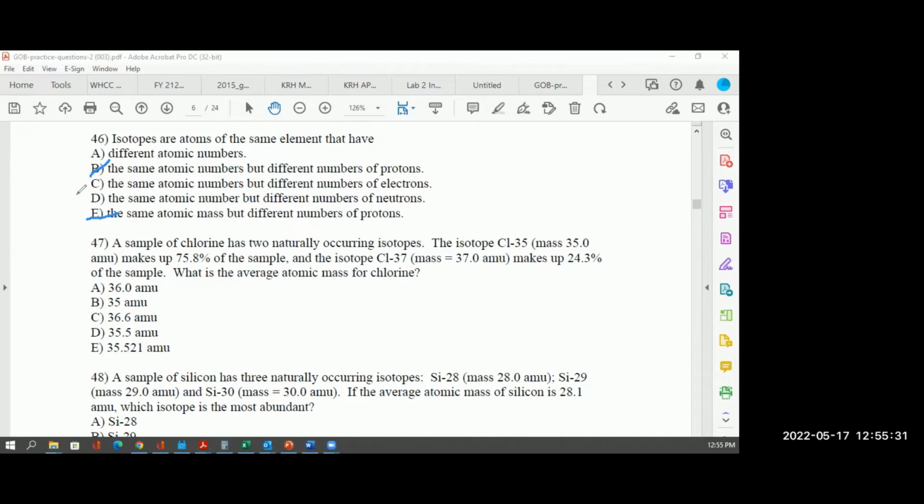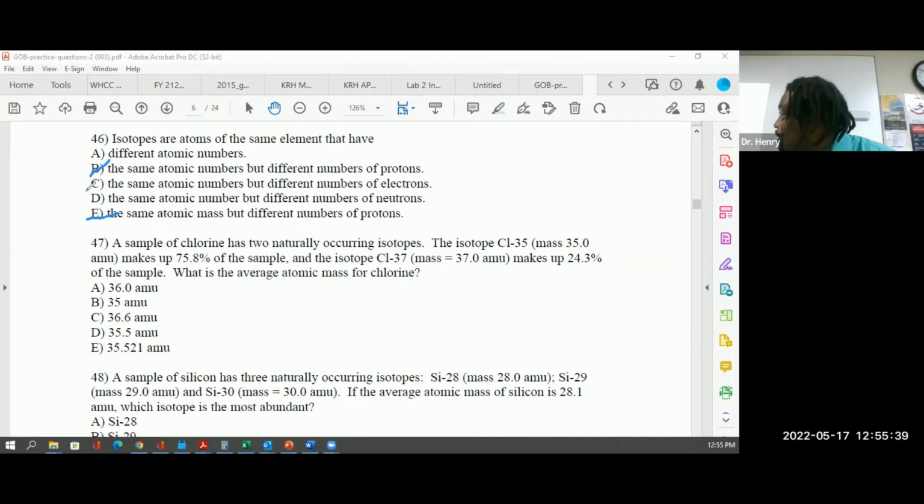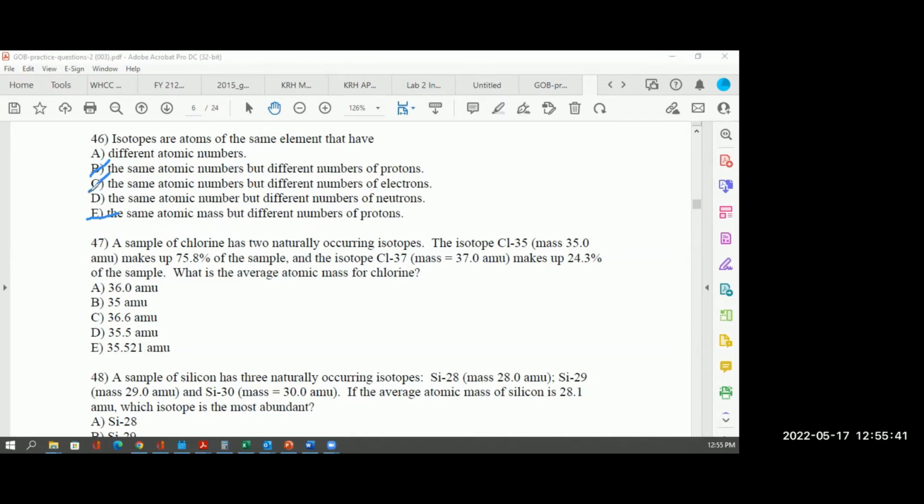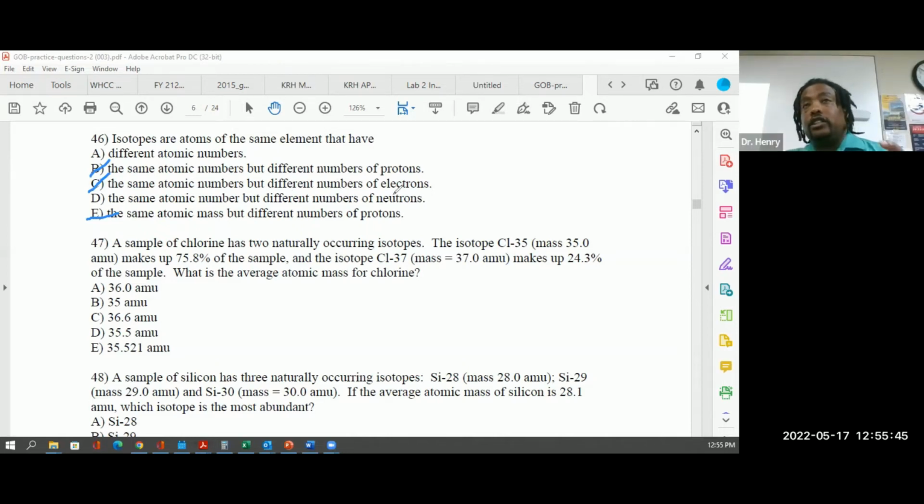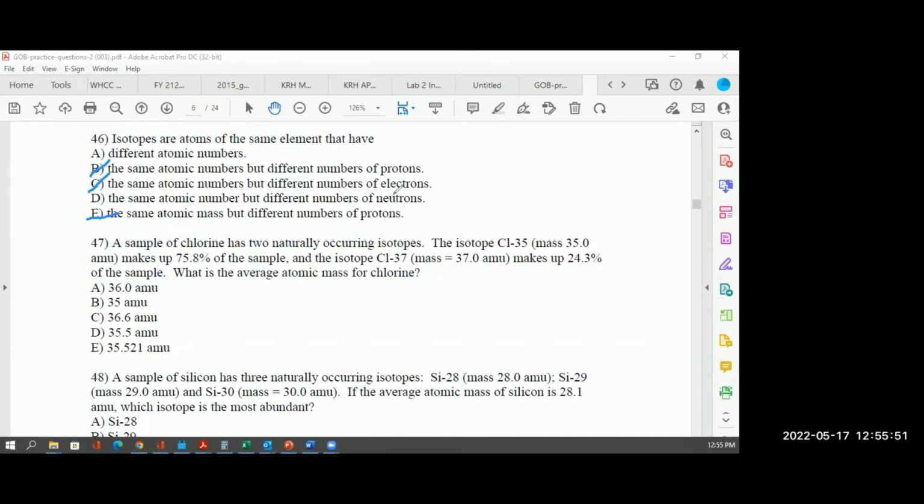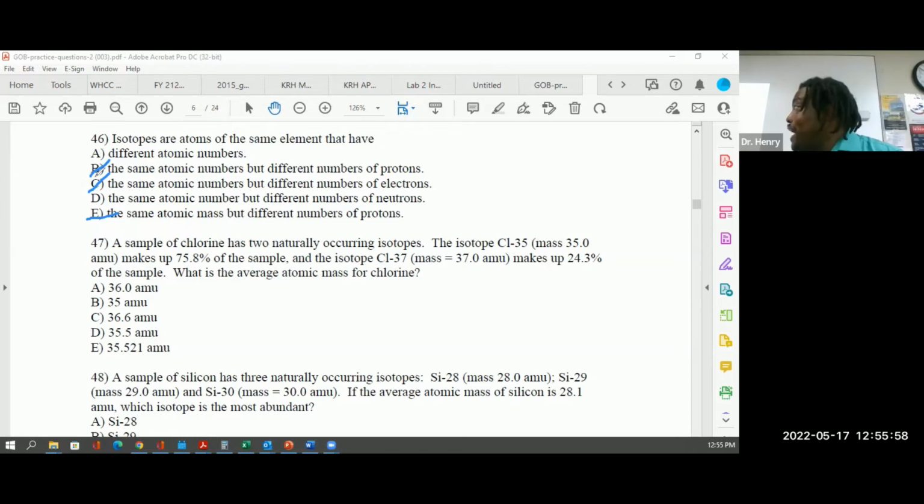Okay, so then what is it? Is it C? Nope. Because we know that a different number of electrons basically means that you have charges associated with that. That's not an isotope, that's an ion, right? Okay. So it's either A or D.